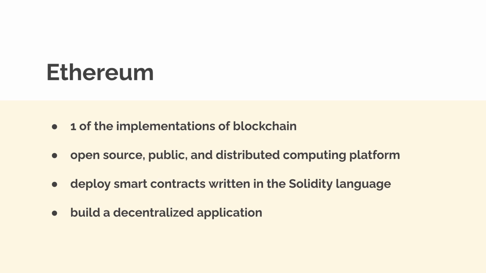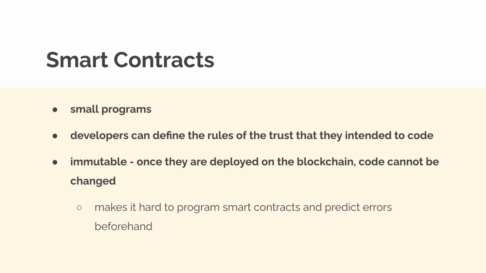Ethereum is one implementation of blockchain. There are many different types of blockchains. Ethereum is very popular. It is open source, public, and a distributed computing platform. You can deploy smart contracts on the Ethereum blockchain if these contracts are written in Solidity. As well, Ethereum supports other programming languages for writing smart contracts, but Solidity is the most popular. With Ethereum, you can build a decentralized application and deploy it on the blockchain.